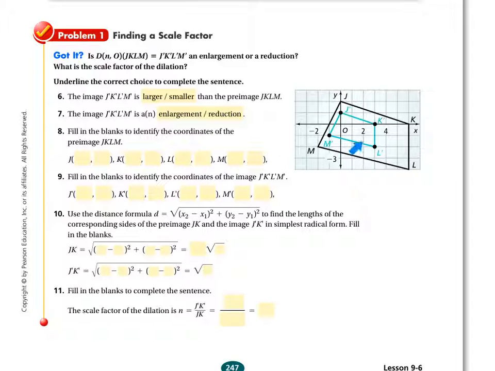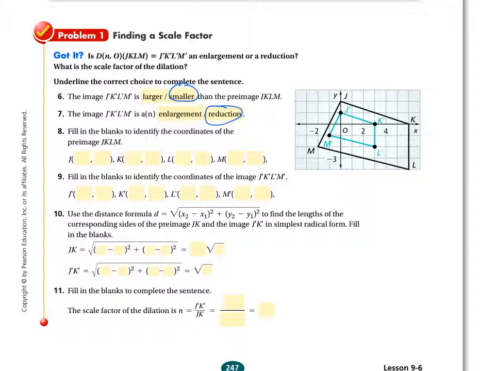So this is a reduction, isn't it? So your dilations can be reductions or they can be enlargements. So this happens to be a reduction. And so question number 6 says the image J prime, K prime, L prime is smaller than the pre-image J, K, L, M. So that means that the image is a reduction. And then we're going to find the ordered pairs of plane J, K, L, and M. So please find those ordered pairs for me and write those in.